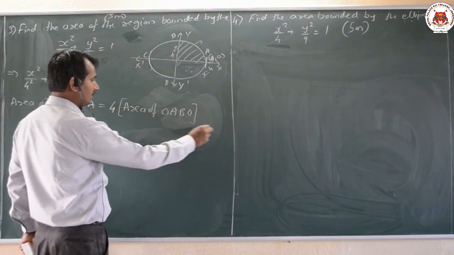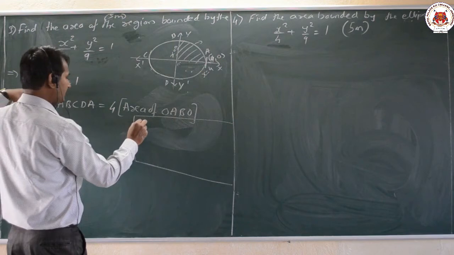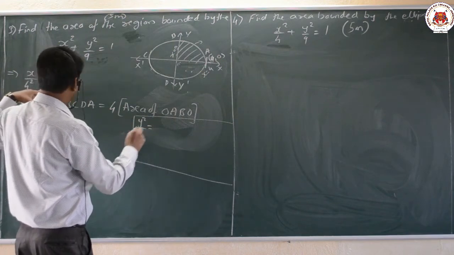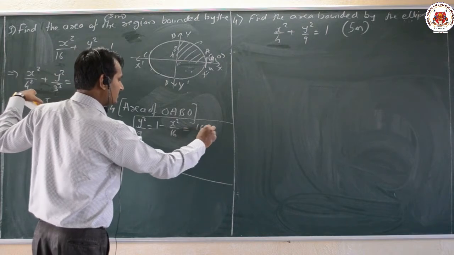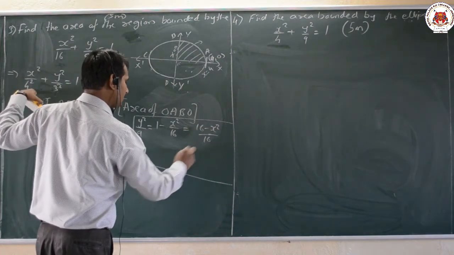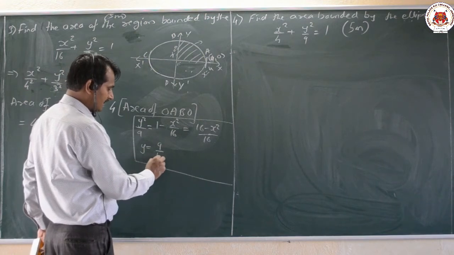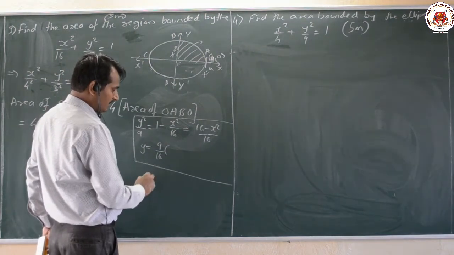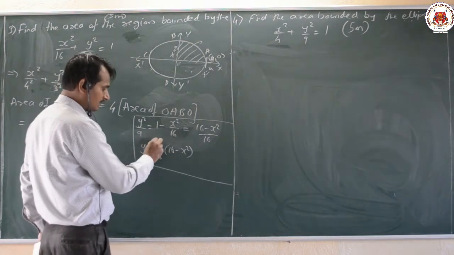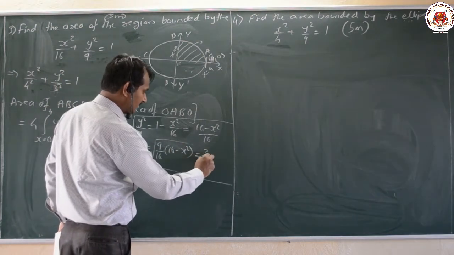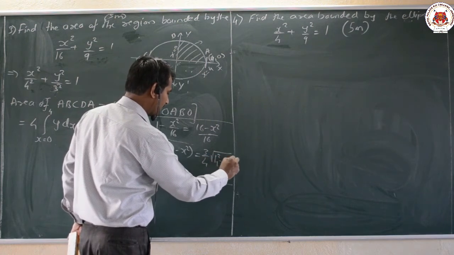So how do we find it? That we shall observe here. I can write y square by 9 equal to 1 minus x square by 16, that implies (16 minus x square) divided by 16. So what I get is y equal to the root of 9 by 16 into (16 minus x square), that is 3 by 4 into the root of 4 square minus x square.